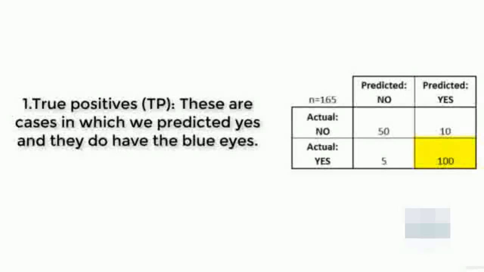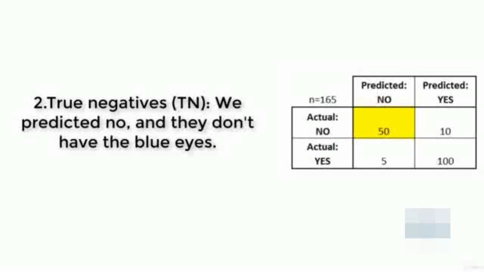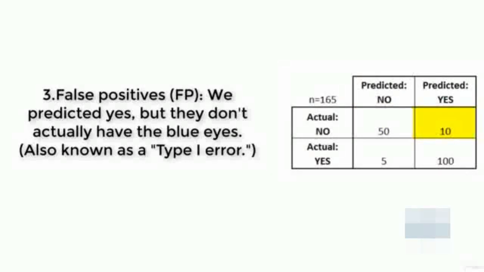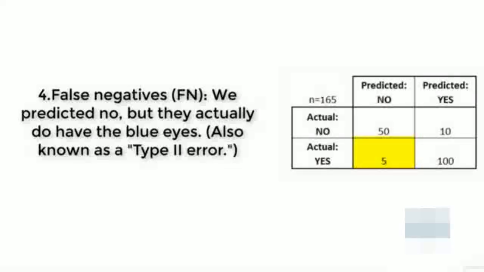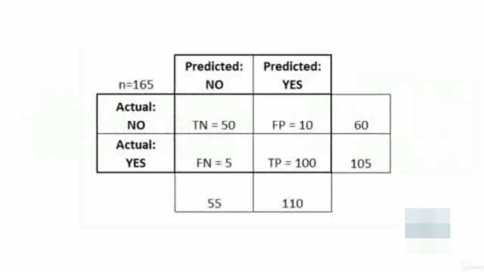Let's now define the most basic terms, which are whole numbers. The first is true positive. These are cases in which we predicted yes and they do have blue eyes. The second is true negative, in which we predicted no and they don't have blue eyes. The third is false positive. We predicted yes but they don't actually have blue eyes, also known as a type 1 error. The fourth is false negative. We predicted no, but they actually do have blue eyes, also known as a type 2 error. I have added these terms to the confusion matrix and also added the row and column totals.